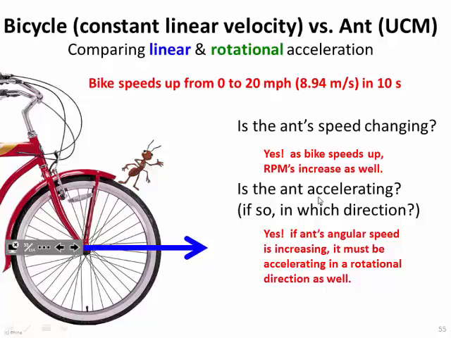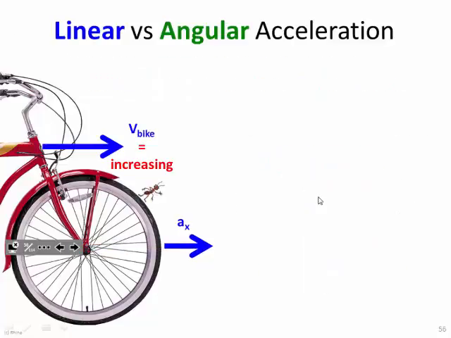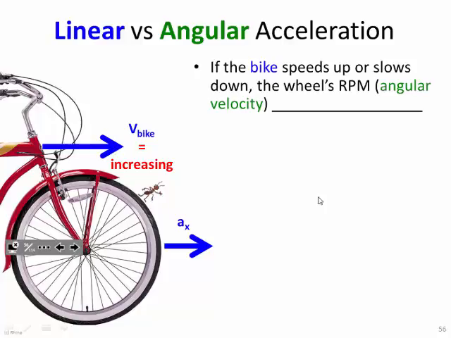So yeah, the ant's accelerating in the angular direction as well. It's rotating faster and faster and faster. All right. So if the bike speeds up or slows down, the wheel's RPM, which we call, by the way, the angular velocity, does what? It speeds up or slows down as well. It increases or decreases. If the bike speeds up, the angular velocity increases. If the bike slows down, the angular velocity decreases.